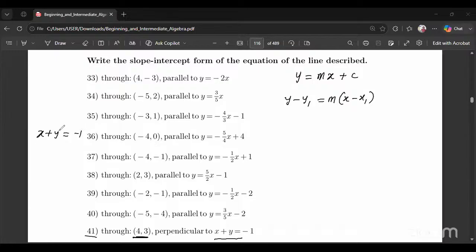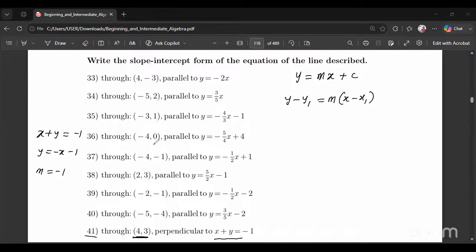So if I put this in the slope-intercept form so that I can get the slope, because I just need to get the slope, and then I'll get the slope perpendicular to it. So from here, I have y equal to negative x, negative 1. Okay, so what's the slope here? You can see the slope here is just negative 1.